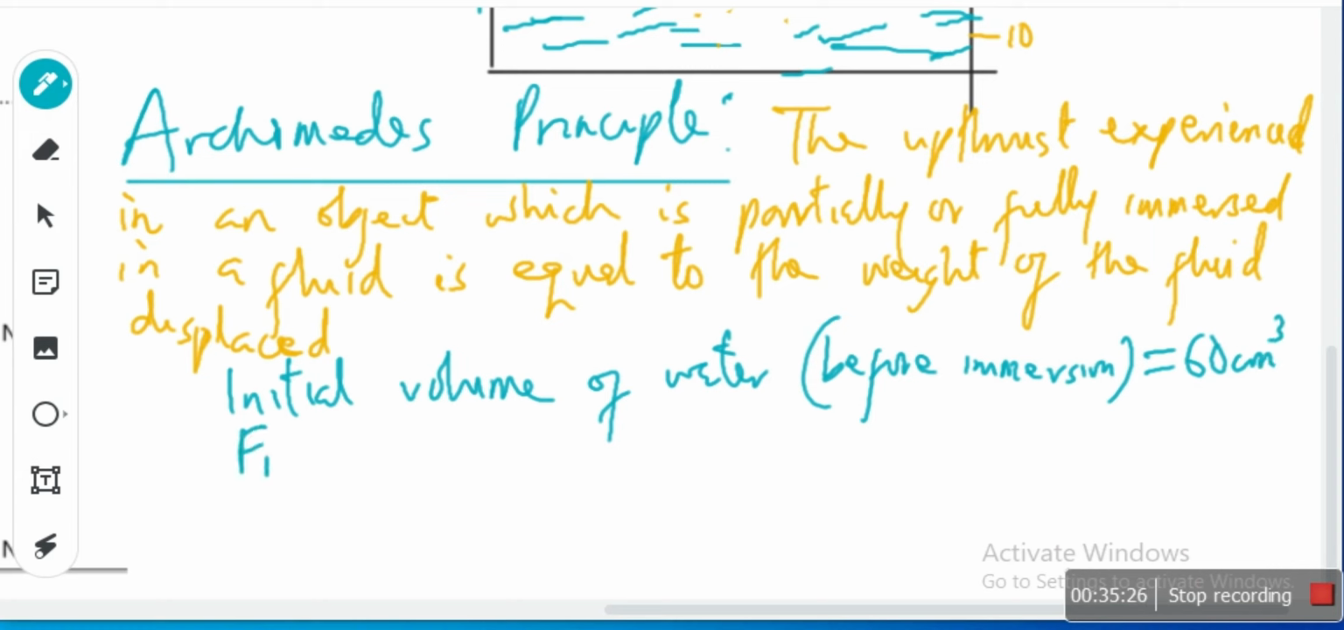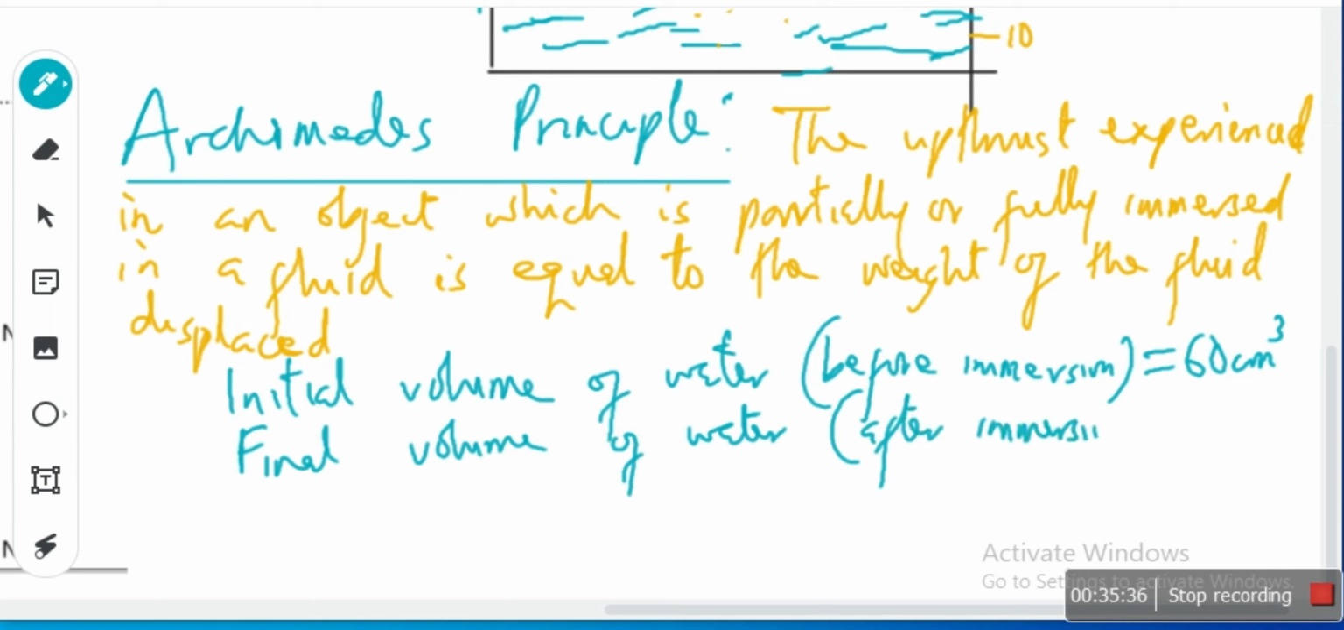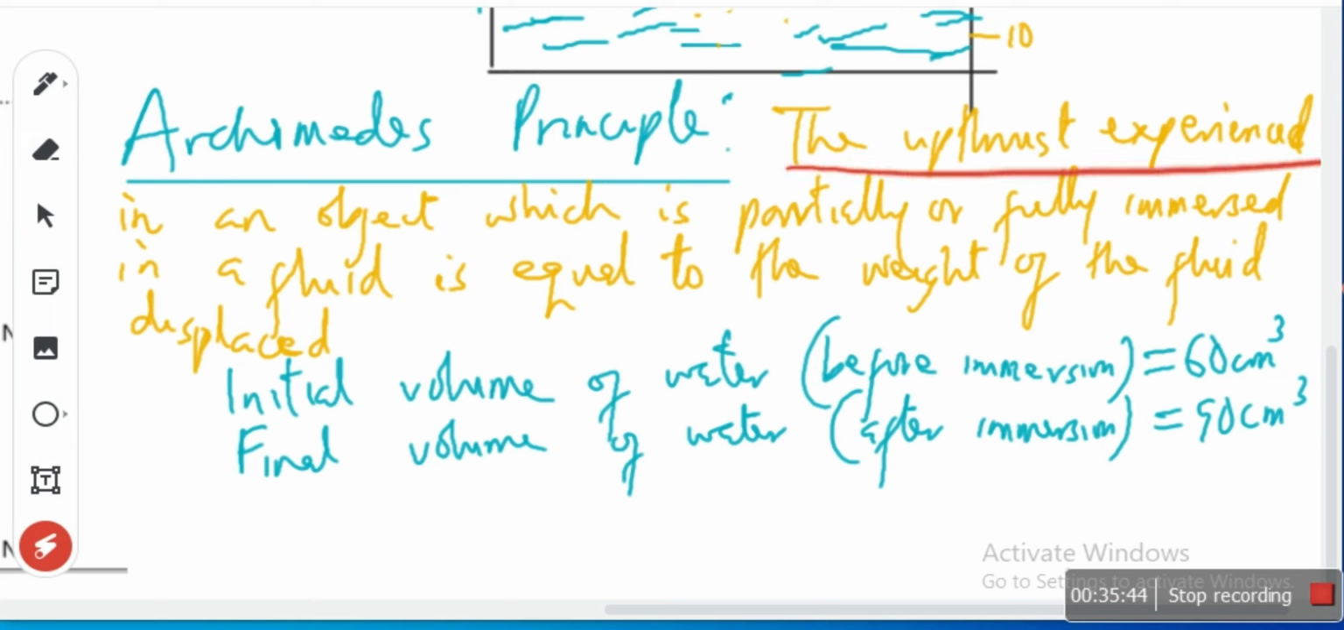Final volume after, 90 cm cube. Did you see that? So I said the upthrust experienced in an object which is partially or fully immersed in the fluid is equal to the weight of the fluid displaced.